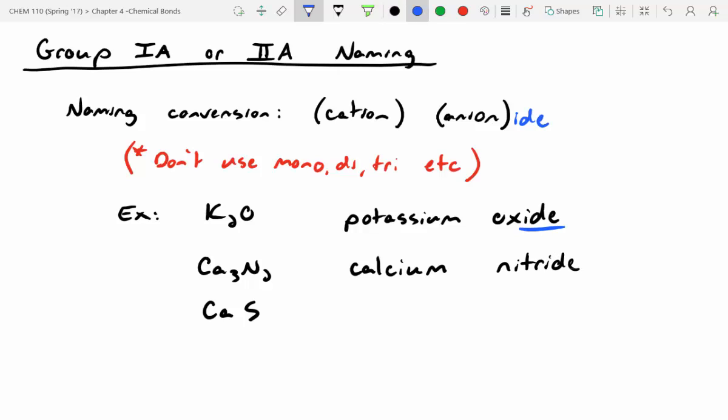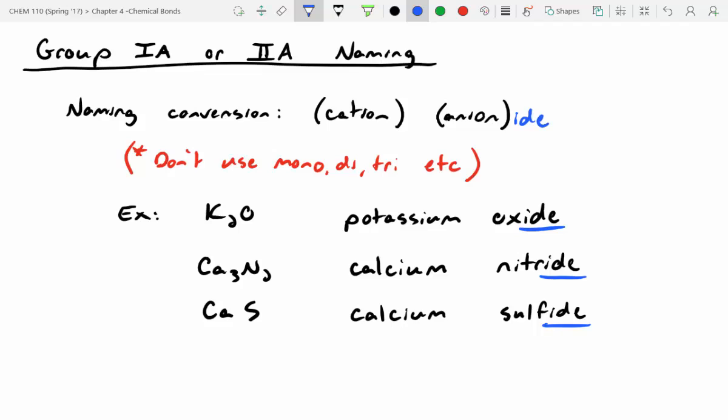That's one thing people get confused on: when do I use the ATE suffix? That means something very different, and we're going to cover that shortly. So make sure you have the IDE suffix for these. All right, what about the next one? Calcium sulfide. Okay, so these are pretty straightforward and easy, right?